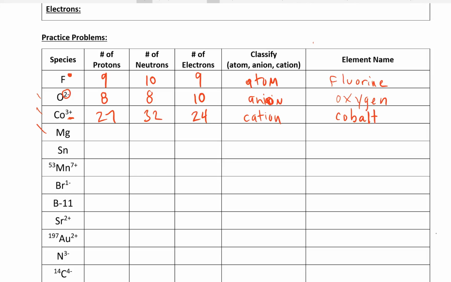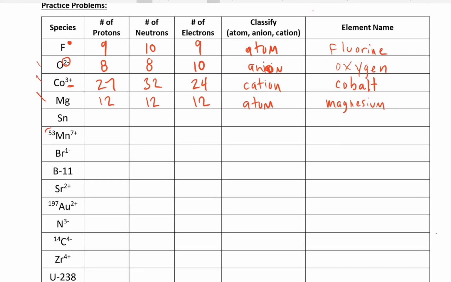And last but not least, we'll do magnesium. I don't see any charge with magnesium, so it's safe to assume that it's neutral, making it an atom. And based on what I can look up from the periodic table, magnesium has 12 protons, 12 neutrons, and 12 electrons.